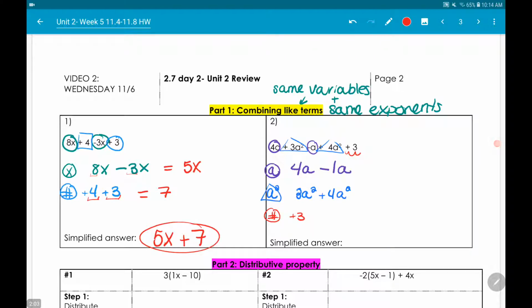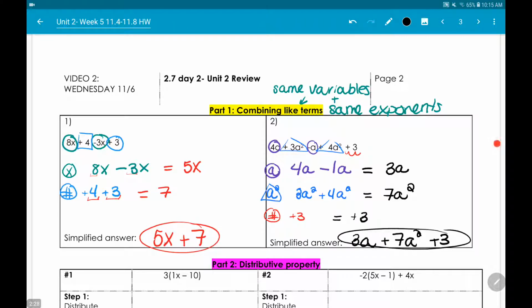And that's positive. All right, so I simplify. 4A, take away 1A, that is 3A. 3A squared plus 4A squared, that is 7A squared. And this just stays positive 3. Again, all of these coincidentally happen to be positive, so I'm just going to put plus in between all of them and write my final answer.